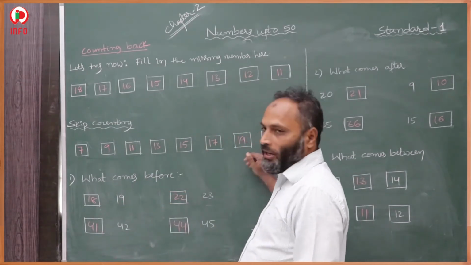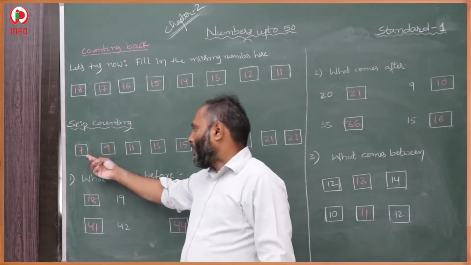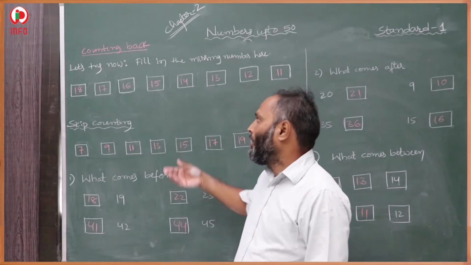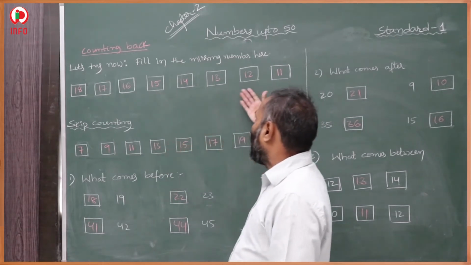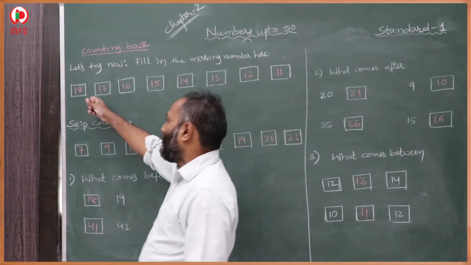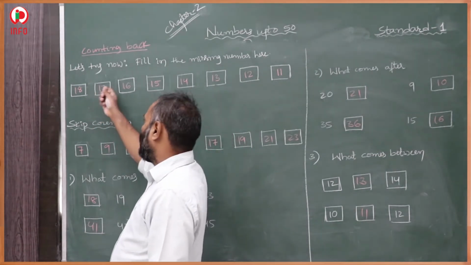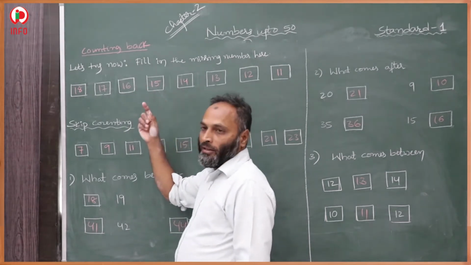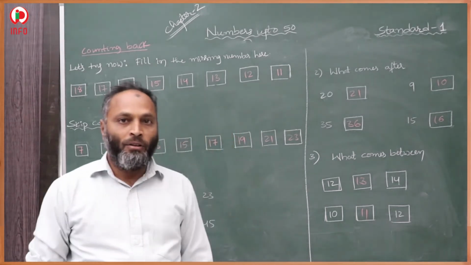So skip counting means, if one number skip is given, then we have to skip one number and move forward. Here also, blanks missing means back counting. Here back counting is given. Say 18, before which number will come? 17. 17, before 16. 16, before 15. Before numbers we have to take here. So this is called back counting.